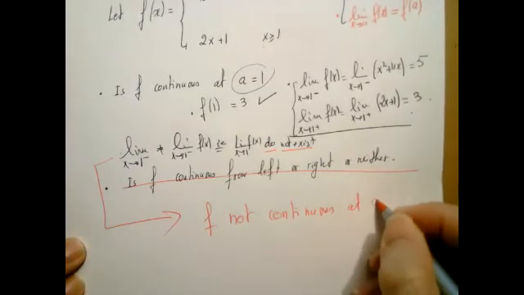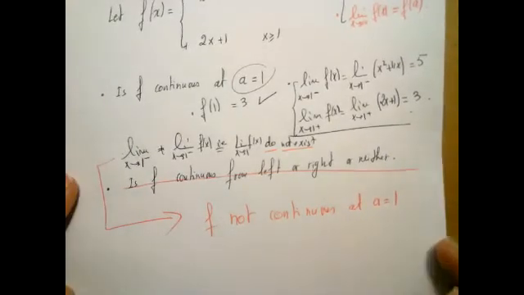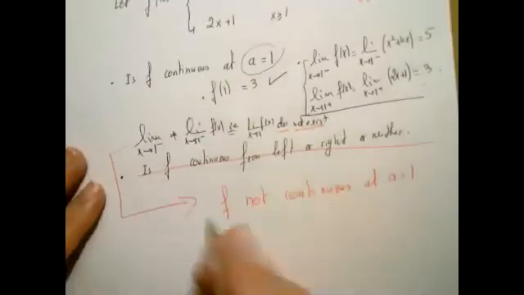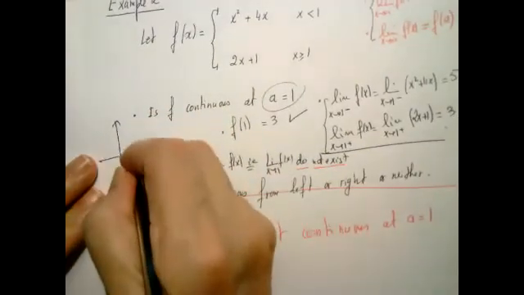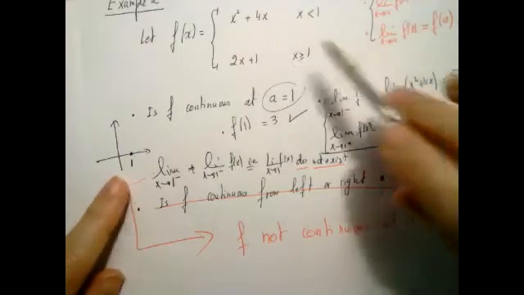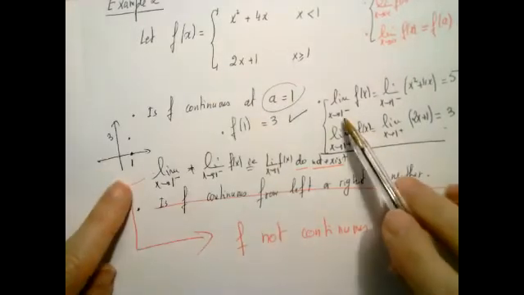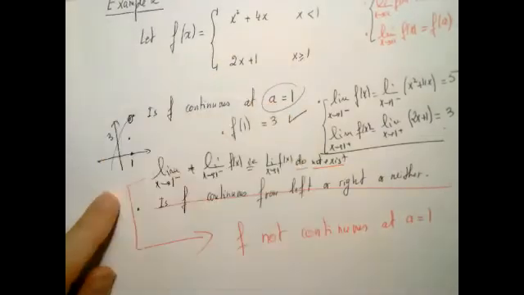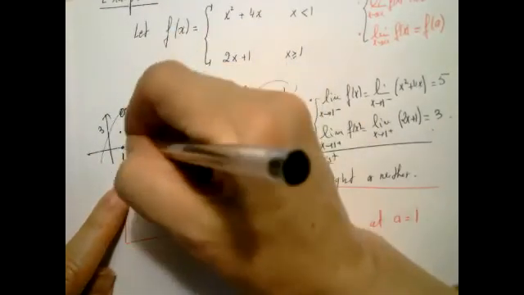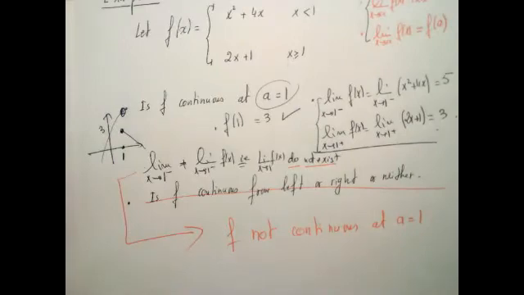So we don't really need the graph. I'm done. The problem is solved. But graphically, we know what's happening near 1. This is my 1 here, and the output at 1 is 3. From the left, we're getting close to 5, but from the right, we're getting close to 3. So there is a jump right at this stage. That's really what should happen, but you don't have to graph at all.